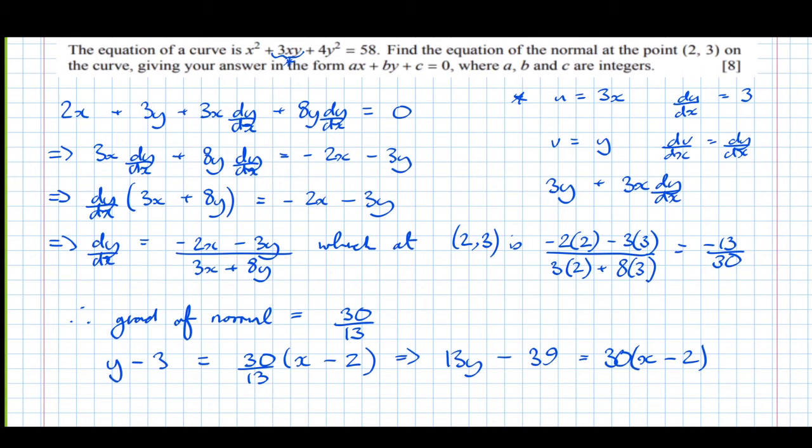Multiplying that out. So 13y minus 39 equals 30x minus 60. And get it in the form required, which means that 30x minus 13y, then minus 60 plus 39 is minus 21 equals 0, and now it's in the required form. 30x take away 13y take away 21 equals 0.